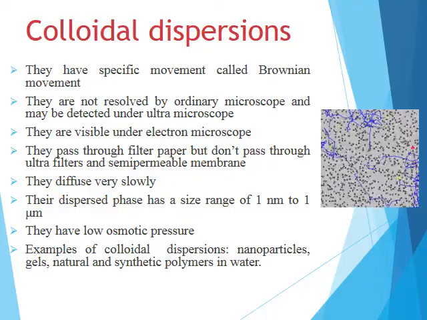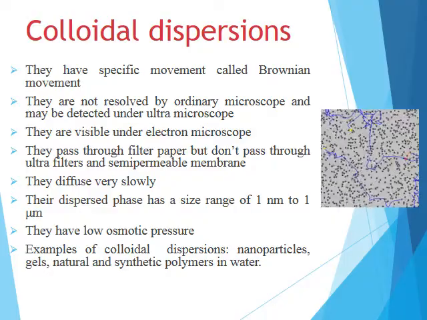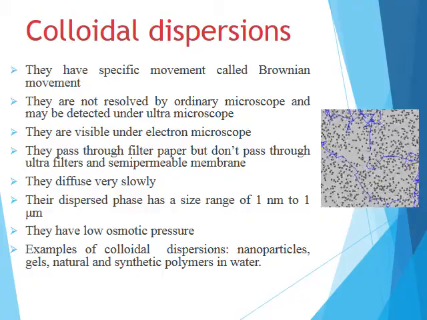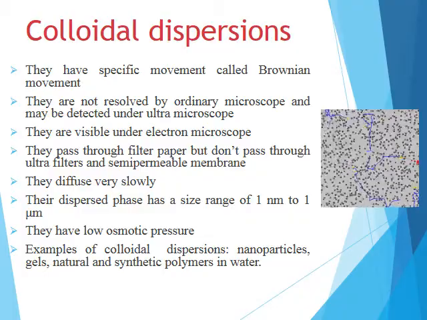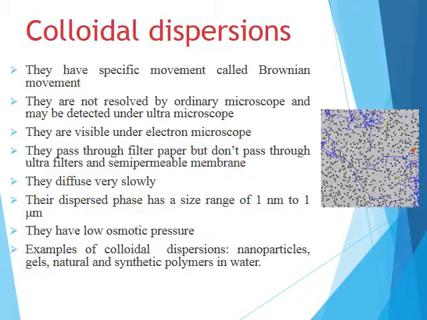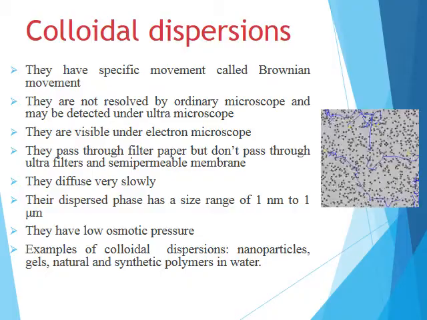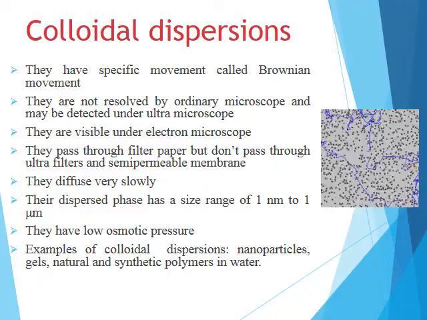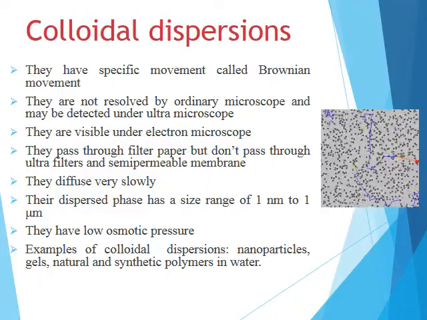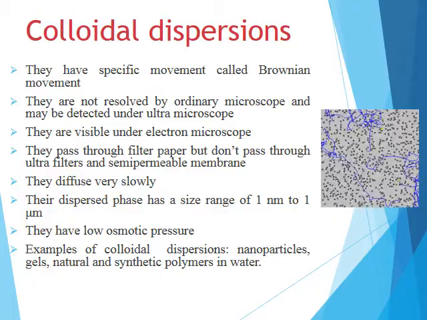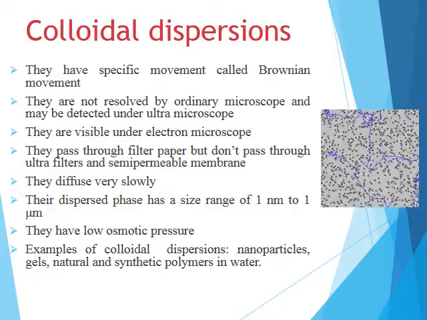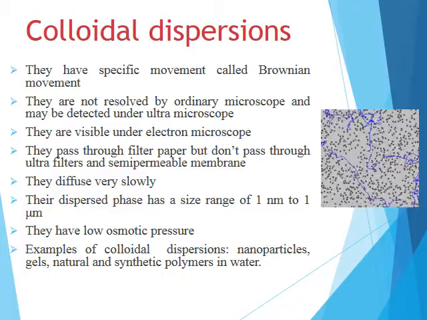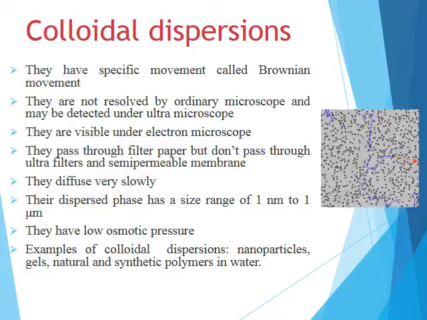Also, they pass through filter paper, but they will be retained by ultrafilters and semi-permeable membranes. That's because of their particle size. They diffuse very slowly, and the disperse phase has a size range from 1 nanometer to 1 micrometer. Some references report that the size of the disperse phase may be within the range of 1 nanometer to 0.5 micrometer. So it depends on the reference.